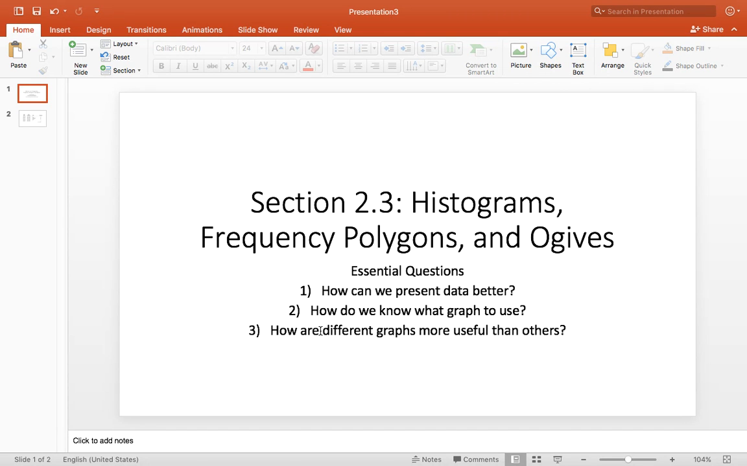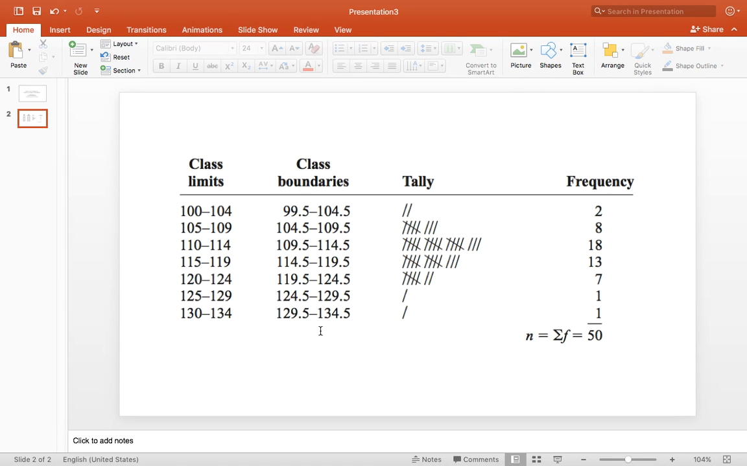All right, just like before with the histograms and frequency polygons, we are going to use the table that we created in section 2.2 for the record highs for each state in the U.S., and we're going to use this now to graph our ogive.